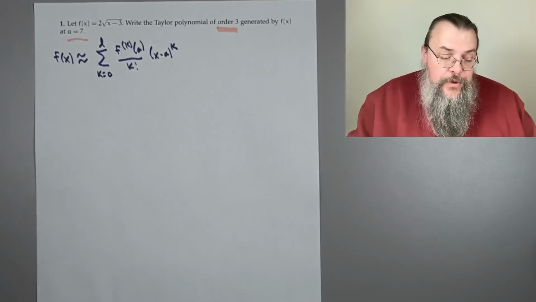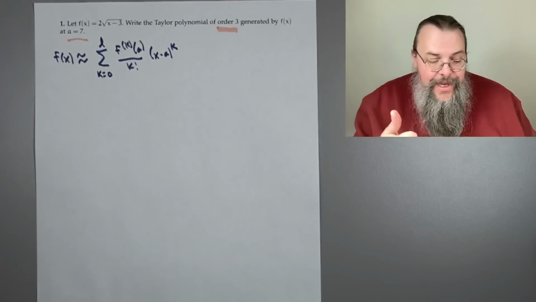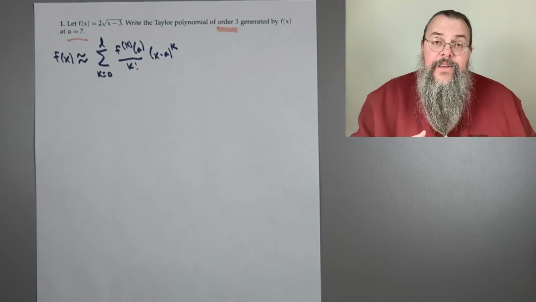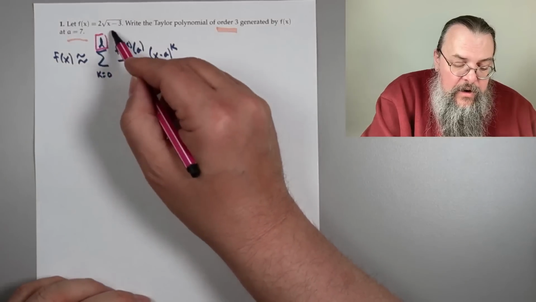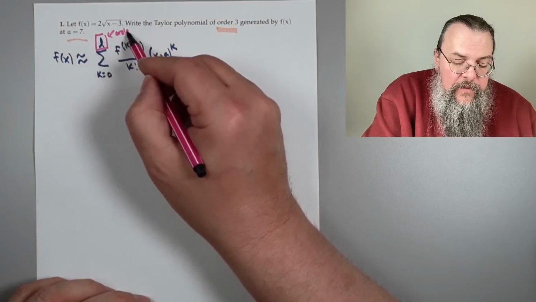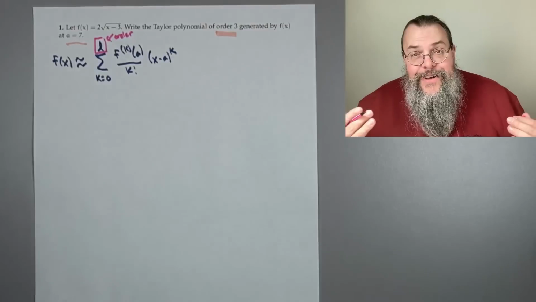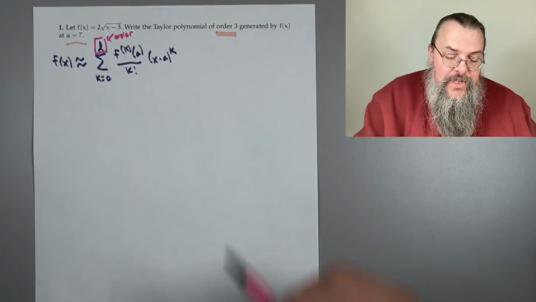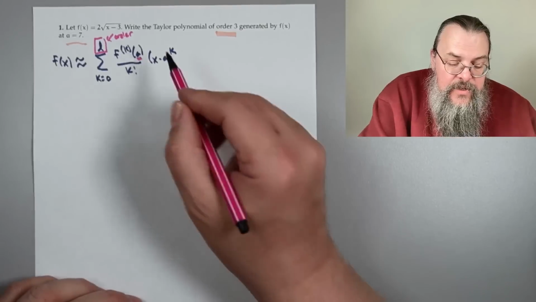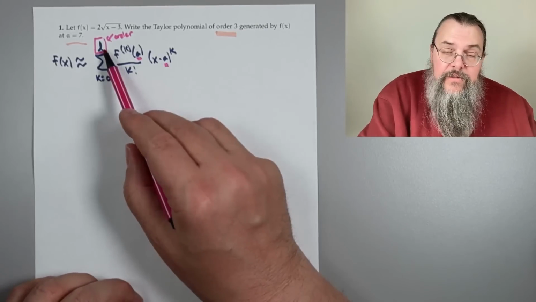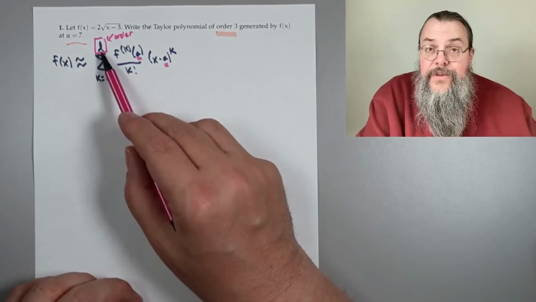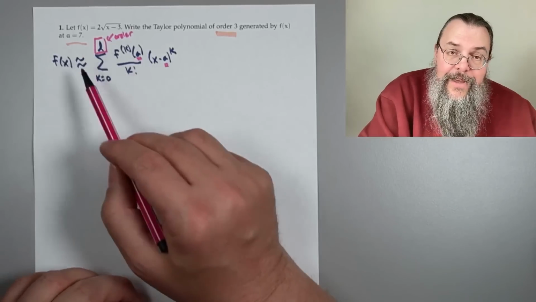Now, there's two important things. What's a? What's L? So this L, what you see here, this is our order. So in other words, how far do we go? The higher L is, the better the approximation. The a, and it shows up in two places, that's where we're centered. So in our case, we have L is 3, a is 7.